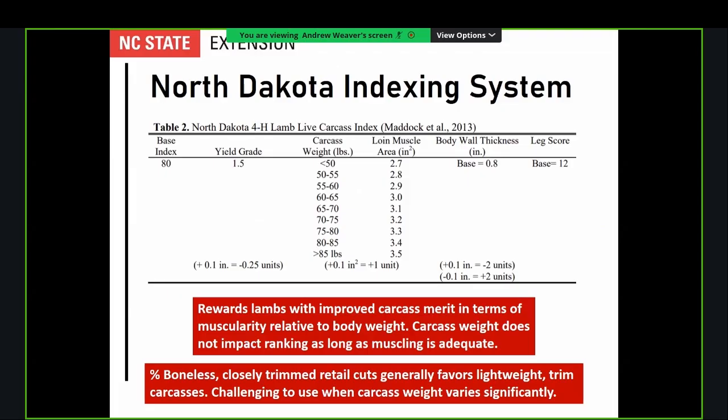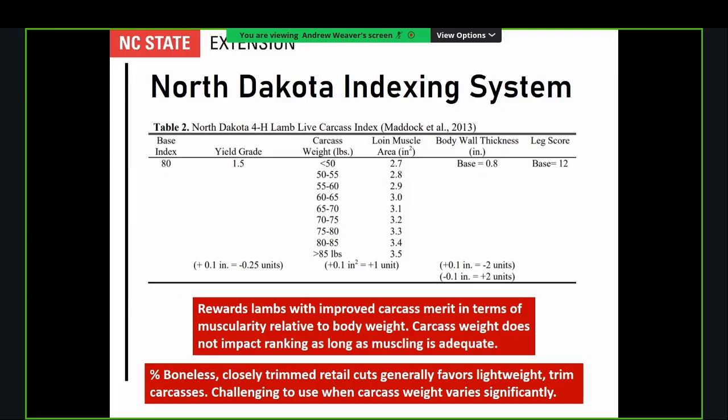That's where I have some concerns with the percent boneless closely trimmed retail cuts equation, and it uses a lot of similar metrics. But generally speaking, that equation is going to favor lambs that are extremely lightweight, small carcasses, very trim, very lean. And we talked about the issues with that associated with quality and eating experience.